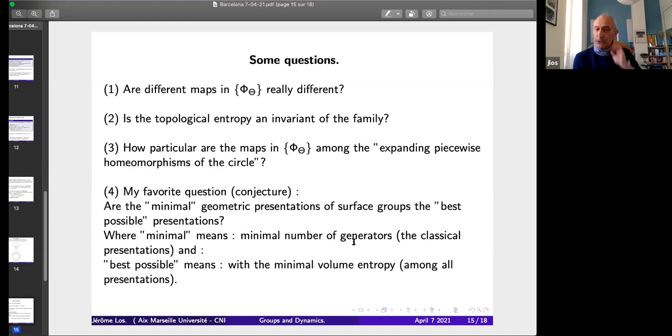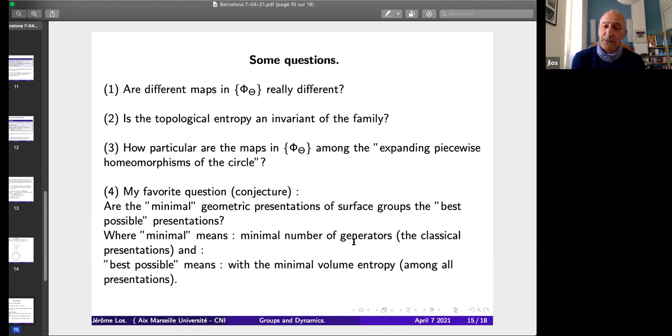Another class of question is, how particular are the maps in this family phi theta among all the possible expanding piecewise homeomorphisms on the circle? Is it a big class or a small class? Can we characterize them?